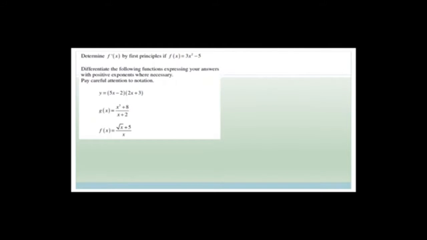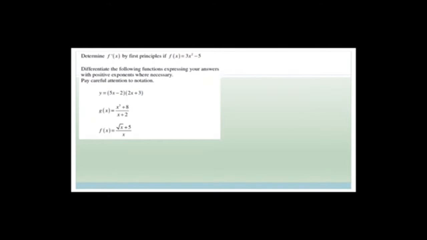It says, determine f dash of x from first principles, f of x equal to 3x squared minus 5, and then differentiate the following functions, expressing your answer with positive exponents when necessary. Okay, be careful with attention to notation. So this is the first question.